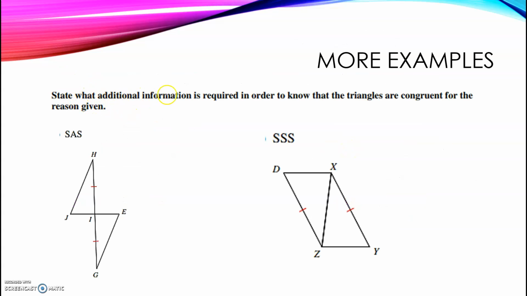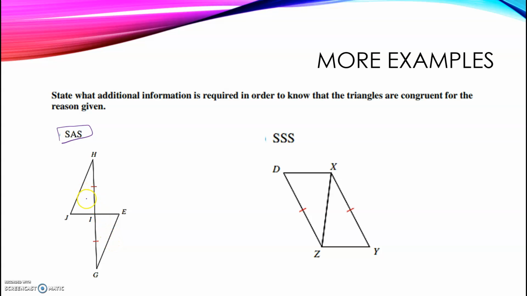Next one says, state what additional information is required in order to know the triangles are congruent for the reason given. So they want us to prove these two triangles are congruent by side, angle, side. Well, we have a side in common, and that's it, right?